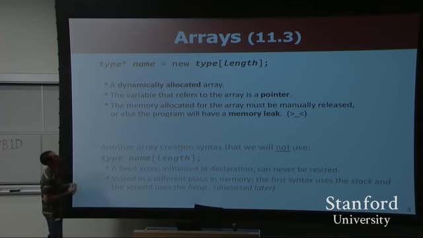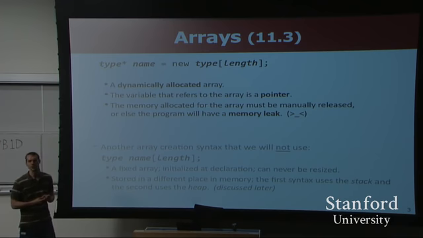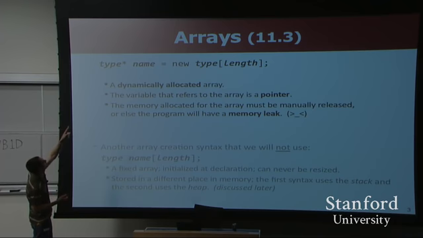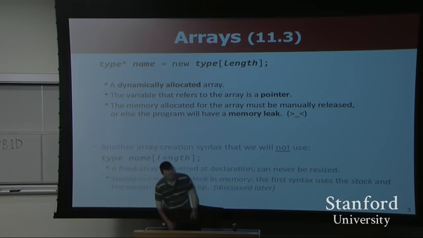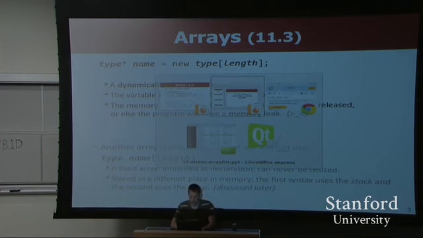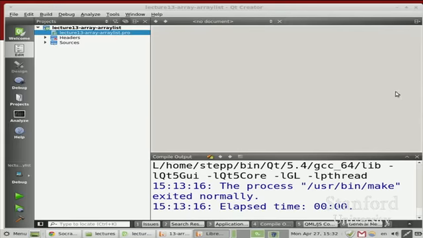Here is the syntax for creating an array. It's actually very, very similar to the Java syntax for creating an array. In Java, it looks just like that, except you say type bracket bracket name equals a new type. In C++, you say type star name equals new type. So an example of that would be, let me just open up a file here.